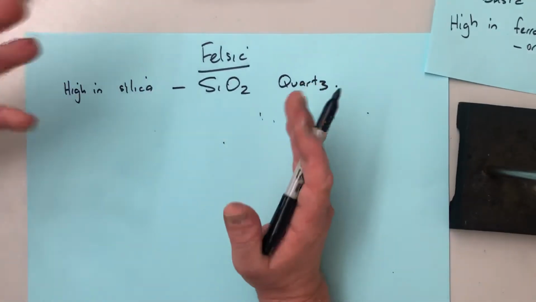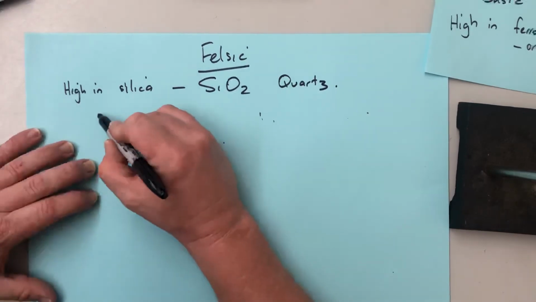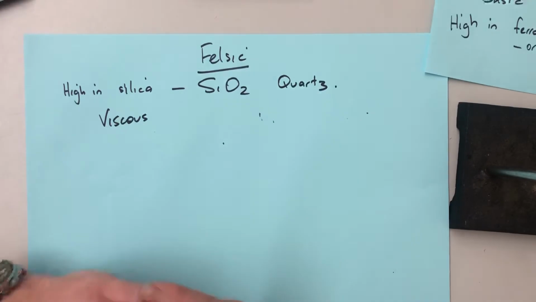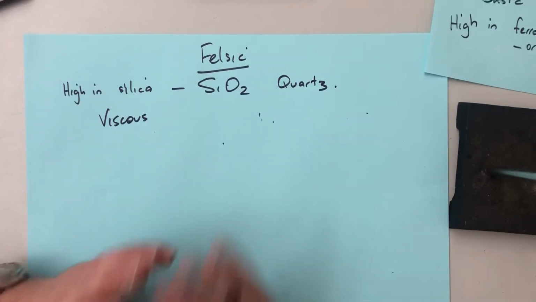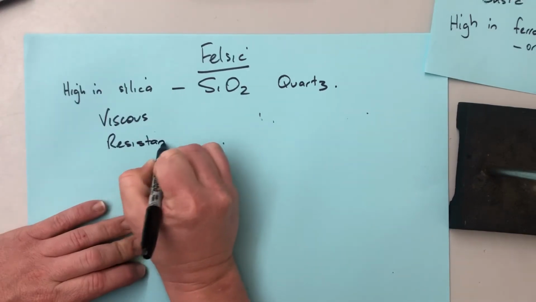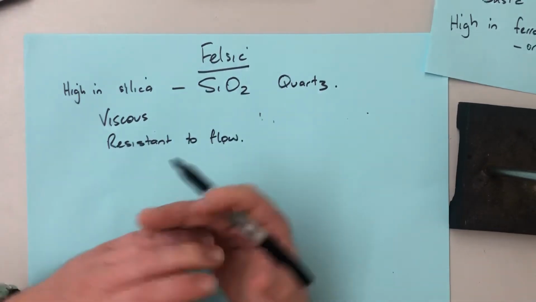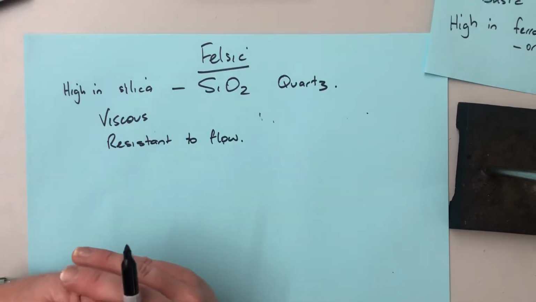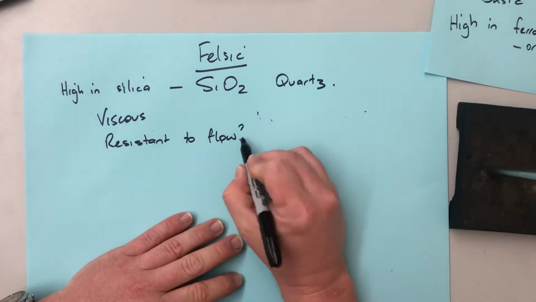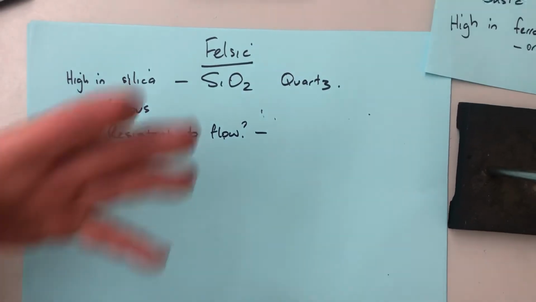So what do we know about this type of magma? Well, this type of lava is very viscous. It's very thick and does not want to flow. It's resistant to flow. Why is it so resistant to flow? Literally because it's so thick, it does not want to move.